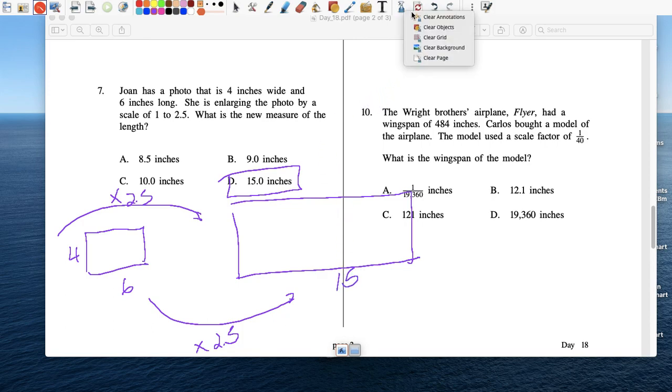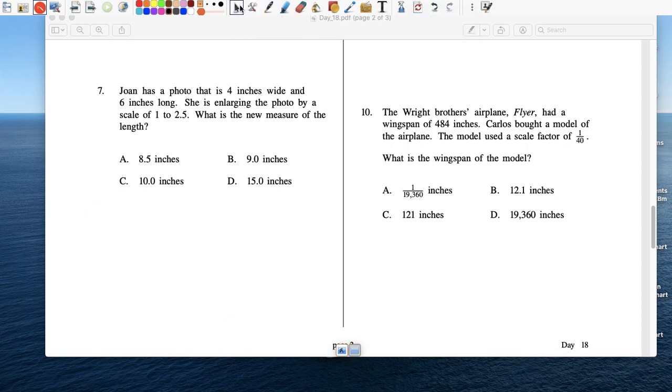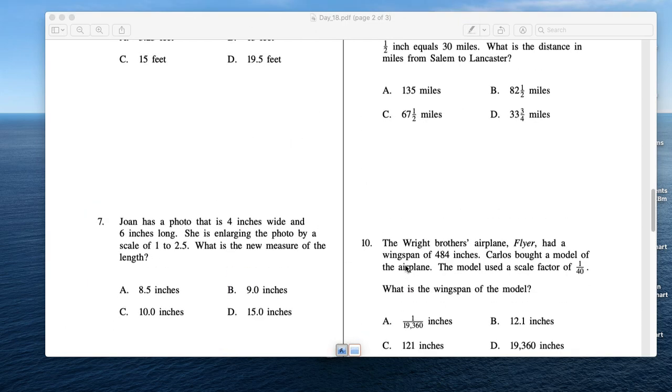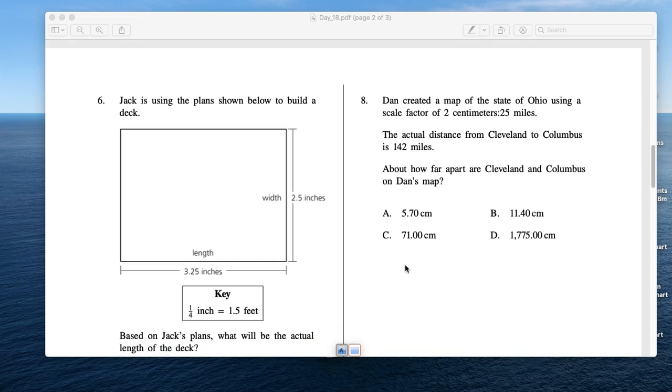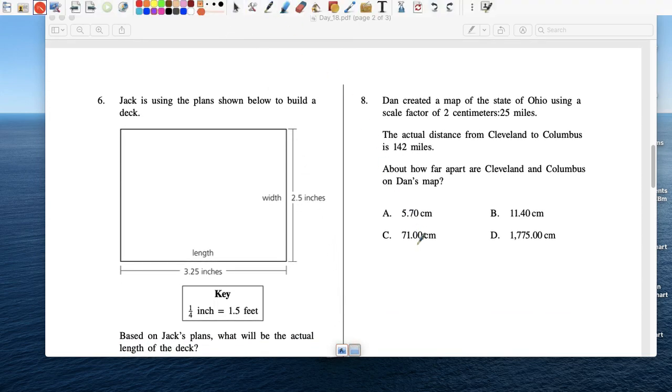8. Here you are. And create a map of the state of Ohio using the scale factor 2 centimeters. So 2 centimeters on his map represents 25 miles in real life. The actual distance from Cleveland to Columbus is 142 miles. I'll put that on top. What is the distance on the map? Well, x centimeters, right? Cross multiply.